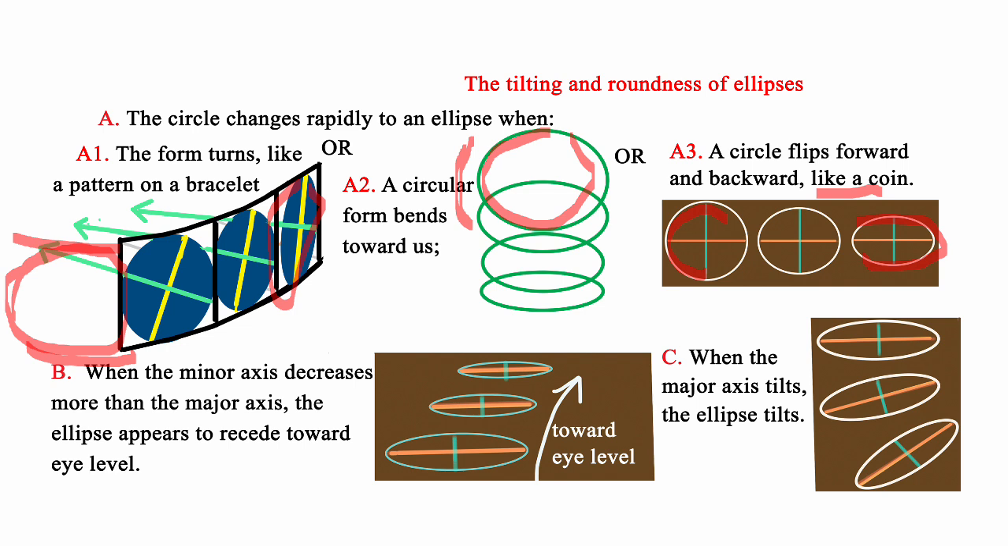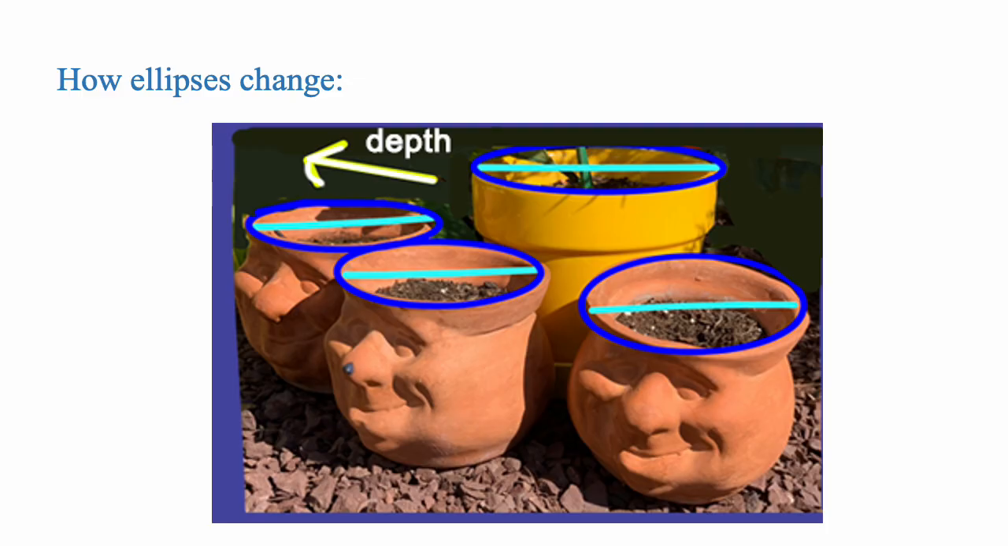Now, when the minor axis decreases more than the major axis, the ellipse appears to recede toward eye level. And we only see ellipses in this case. We don't see circles. When the major axis of the ellipse tilts, then the whole ellipse tilts. An ellipse looks like a line at eye level, which is located just above this photo. So let's say that this is eye level.